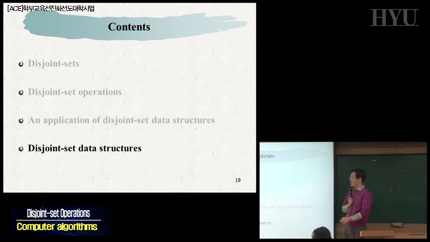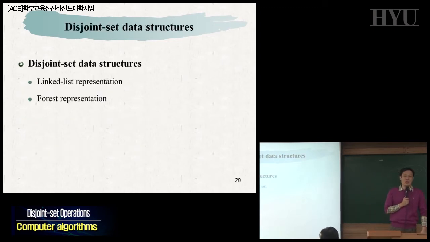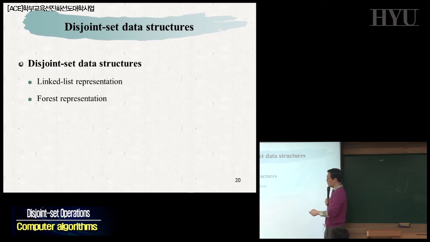Okay, so now it's time to explain how to implement an efficient disjoint set data structure. I'll explain two data structures. First one is a linked list representation. Second one is a forest representation. So this is the best. This one is better than this, but this one is sometimes useful. So I'll explain two representations.